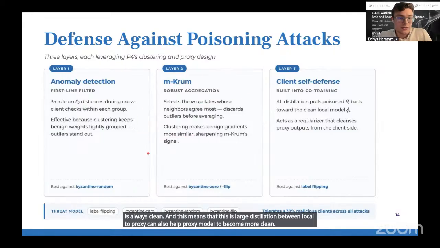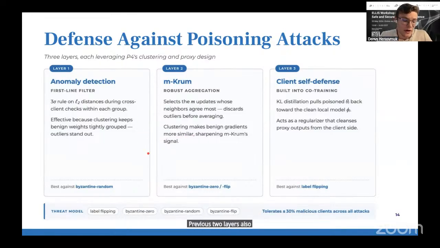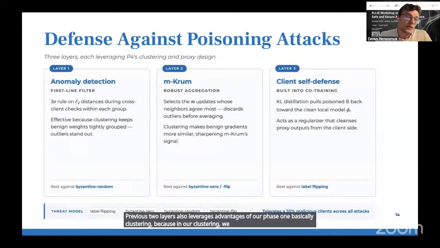The previous two layers also leverage the advantages of our phase one, basically clustering, because in our clustering, we assume that the local distribution of clients is similar. And in such a way, we are able to more easily identify outliers.